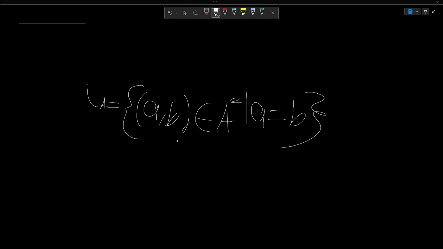Consider this relation called the identity relation that we defined in the previous video, which is defined as the set of all (a, b) in A² such that a is equal to b. You can see for yourself that this relation is reflexive, symmetric, and transitive. Relations with those three properties come up quite often in mathematics, and we're going to explore relations with those properties in this video. In fact, a relation with those three properties is called an equivalence relation.